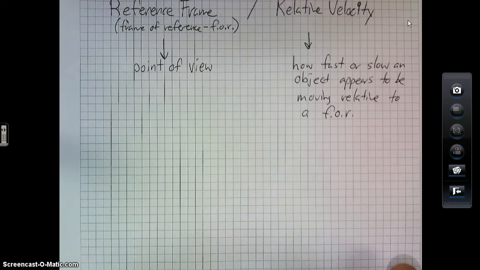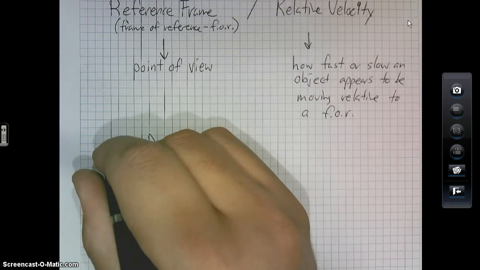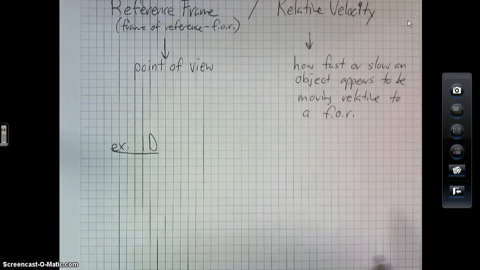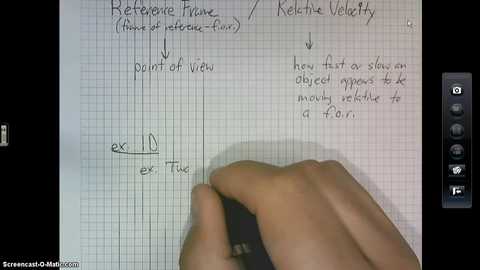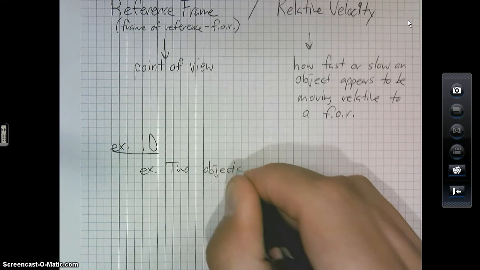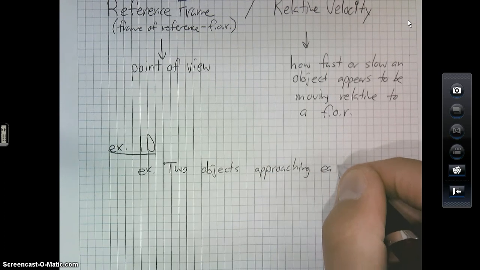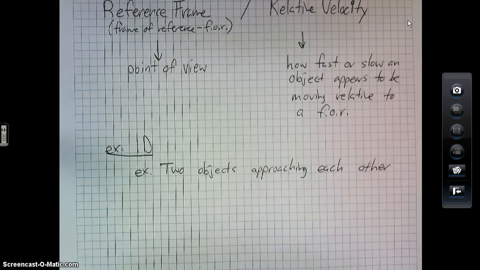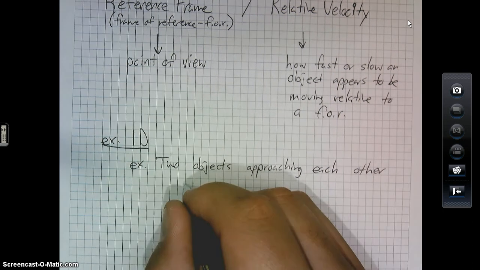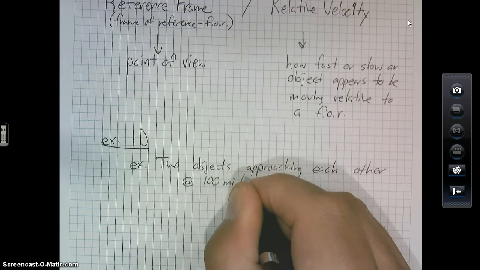So one of the first examples I'm going to do is a one-dimensional, or straight line, motion example. My example is going to be two objects that are moving or approaching each other. So you can think of this as two people running at each other, two vehicles approaching each other, whatever you want to think about, two birds flying at each other. We'll make it a fairly high velocity here, some easy numbers to work with. Let's say the objects are going to be moving at each other at 100 miles an hour.